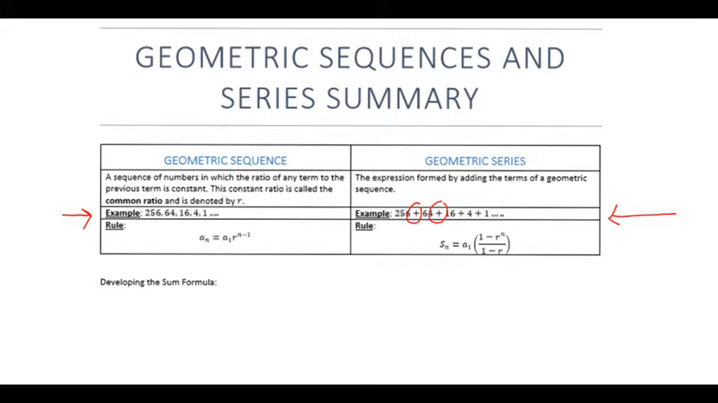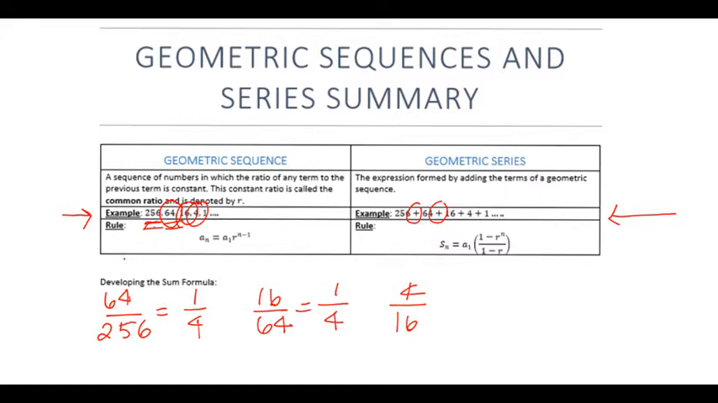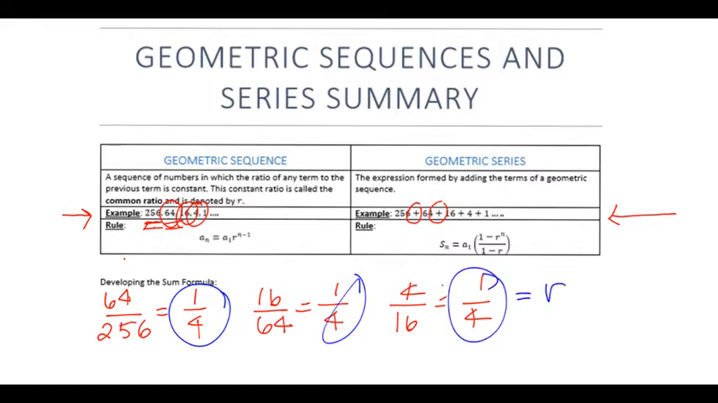So if I take a look at the example I have here, this number 64 divided by the previous term, which is 256, reduces to a ratio of 1/4. And if I do that again with the next set of terms, 16 and 64, 16 divided by 64 is also 1/4. And I can keep going and show that that ratio doesn't change. 4 divided by 16 reduces to 1/4. So that tells me since this ratio is constant, that number, 1/4, is equal to r. That common constant ratio is what makes the sequence or the series geometric.